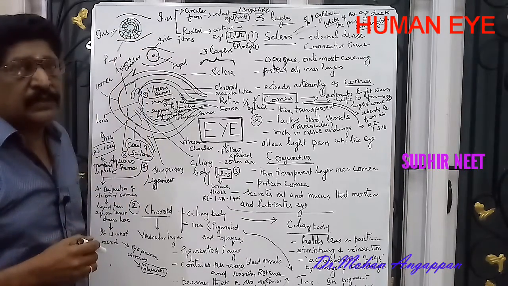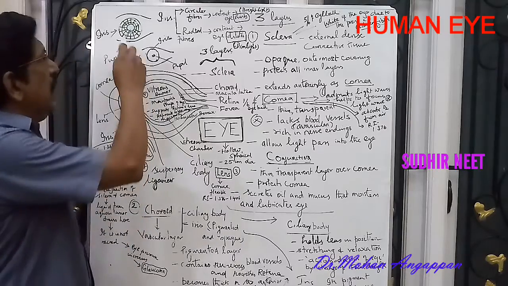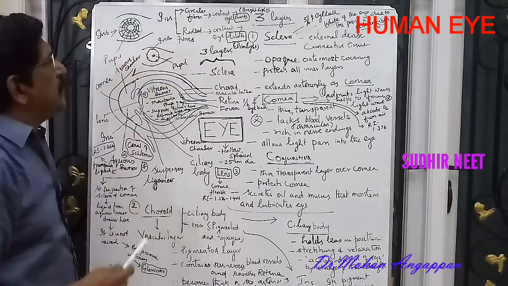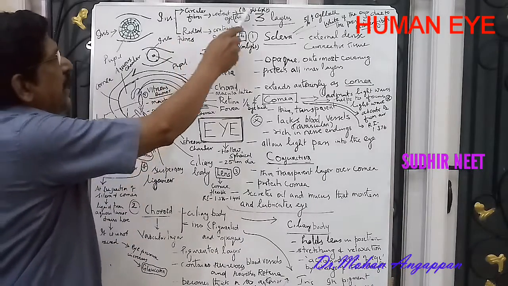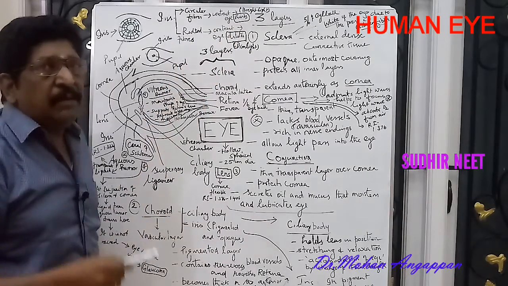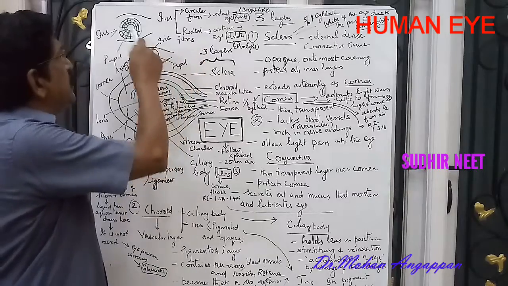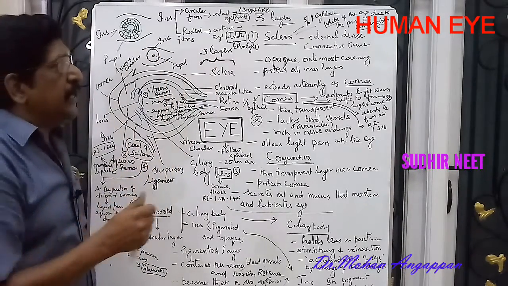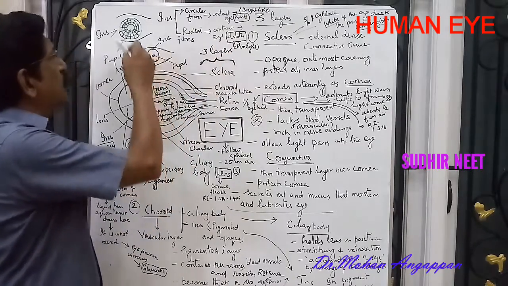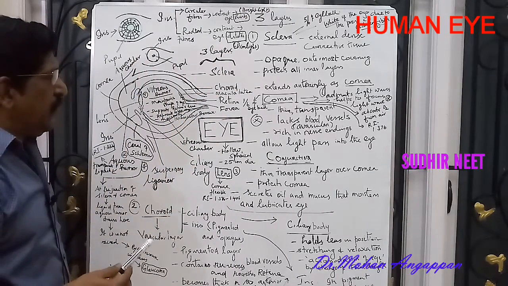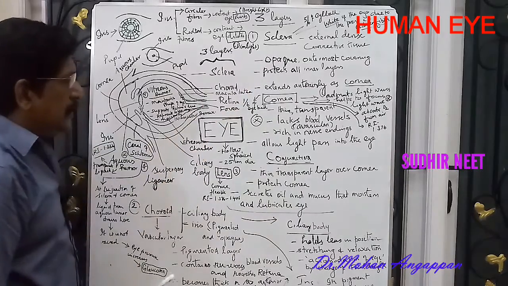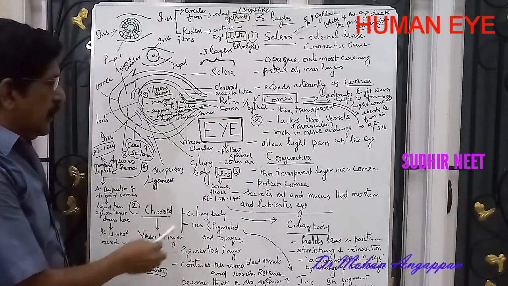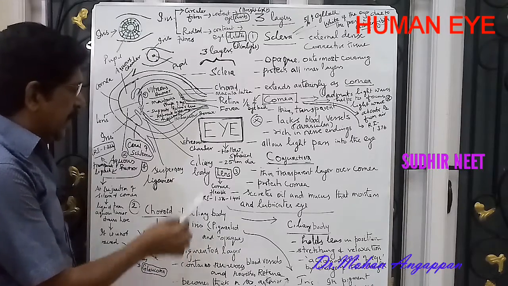very important. I repeat for your convenience, the iris has two types of fibers. You can see circular fibers and radial fibers. When the circular fibers contract, the pupil shrinks. That is in bright light. When the radial fibers contract, the pupil dilates. That is in the dim light. So this is about the iris. So we have seen the sclera, and then cornea, conjunctiva, and then choroid with the ciliary body, and iris.